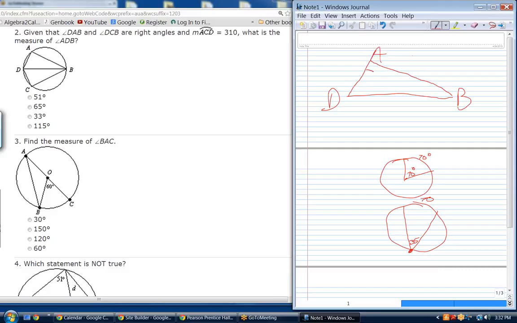Okay, they've told us that that's a right angle because whenever you inscribe a triangle into a semicircle, it makes a right angle. In other words, if I put a triangle into half of a circle, it always makes a right angle no matter where I put it. This is a right angle. That's a right angle. Okay, and that's a good thing to remember. That's a critical thing.